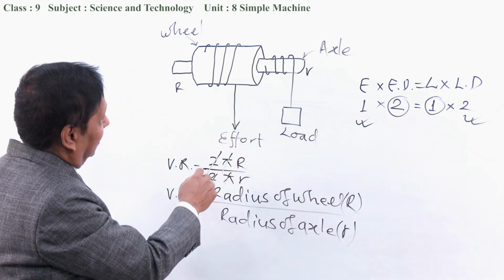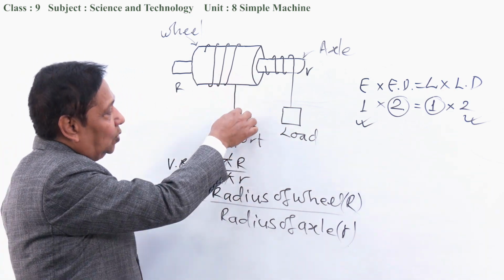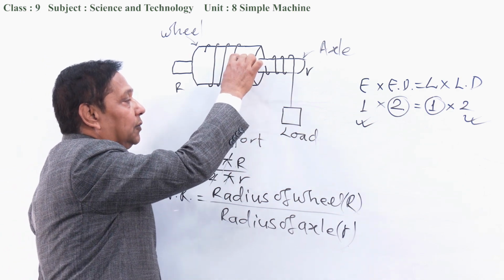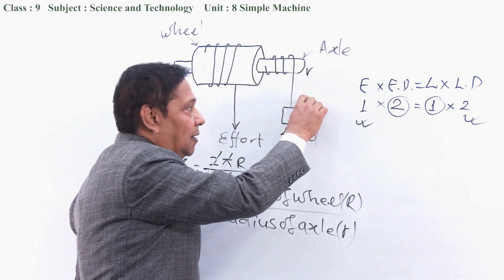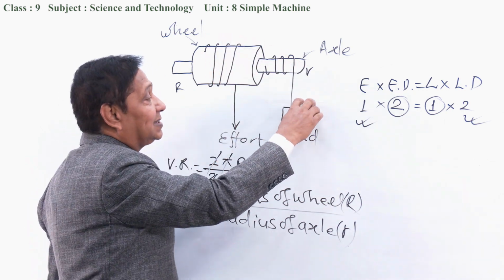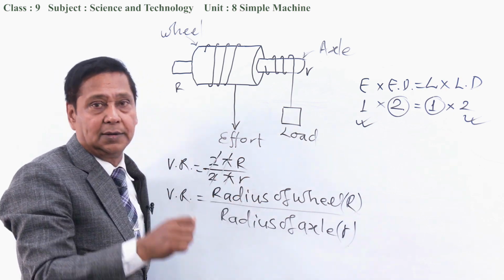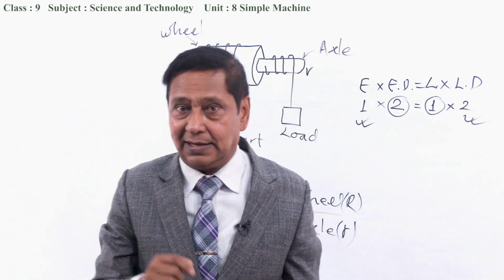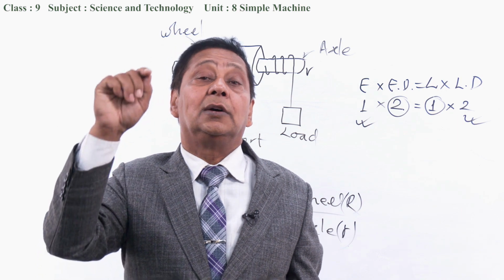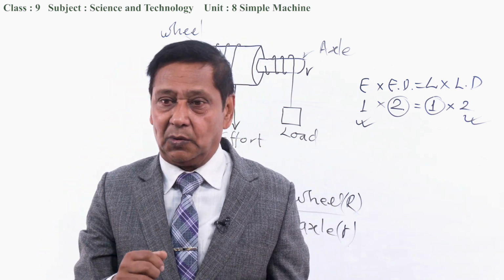But here, if we pull this wheel and axle to a distance equal to circumference of wheel, then load rises up to a distance equal to the circumference of this axle, and this distance is less. That's why it cannot increase the speed of the work, because effort distance is longer than load distance. Effort distance should be less than load distance to increase the speed of the work.